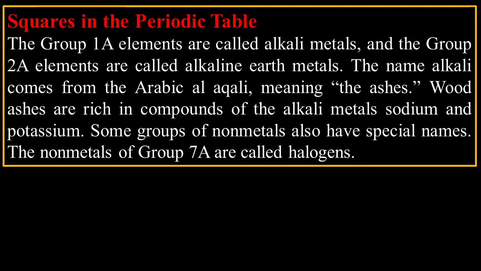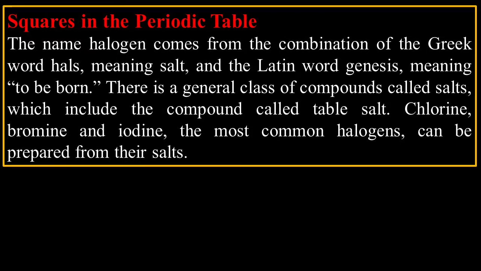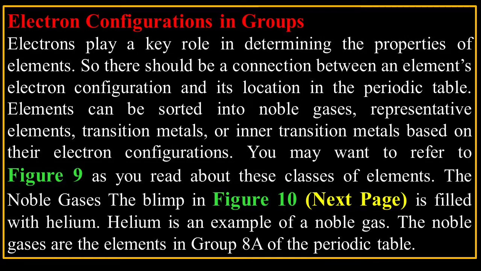Some groups of nonmetals also have special names. The nonmetals of group 7A, for instance. The name halogens comes from the combination of the Greek word hal, meaning salt, and the Latin word genesis, meaning to be born. There is a general class of compounds called salts, which include table salt. The most common halogens, chlorine, bromine, and iodine, can be prepared from their salts.